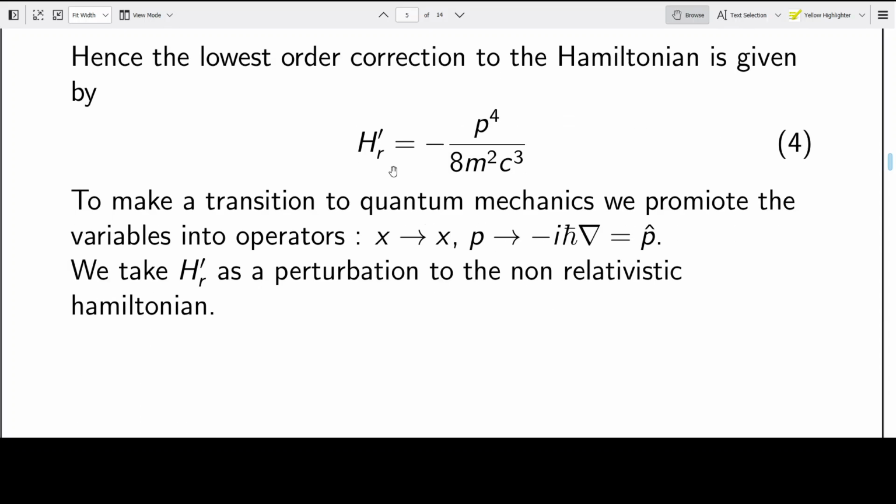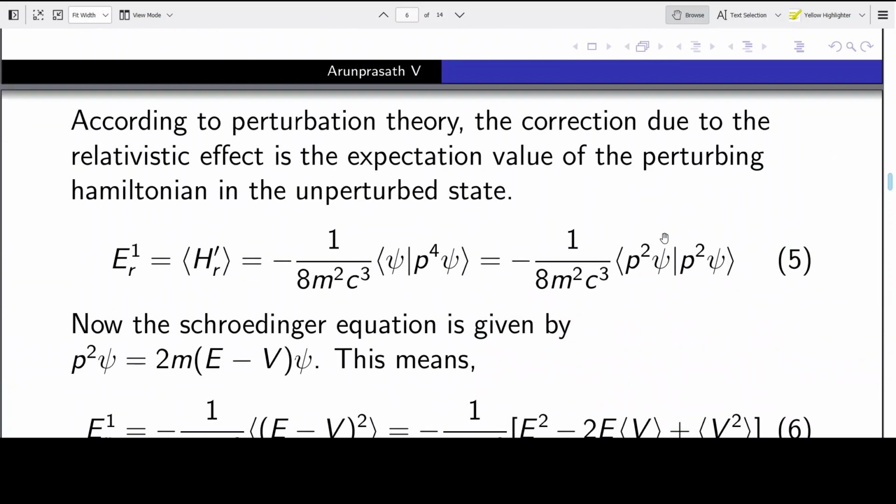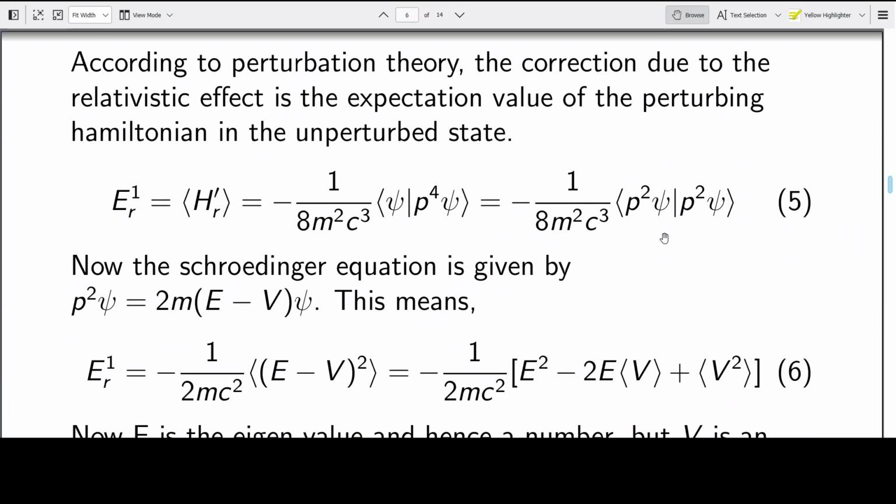And then to proceed to quantum mechanics, we replace the coordinates with the respective operators: x going to x, p going to p hat, the momentum operator. We take H_R prime to be a perturbation to the non-relativistic Hamiltonian. According to perturbation theory, the correction due to a relativistic effect is the expectation value of the perturbing Hamiltonian in the unperturbed state. E1R is equal to the expectation value of H prime R, which depends on the expectation value of the operator p to the power 4.